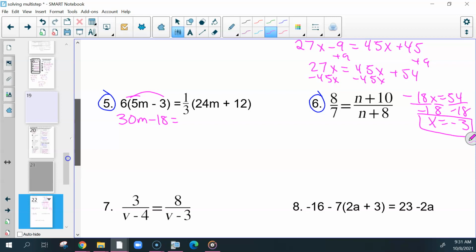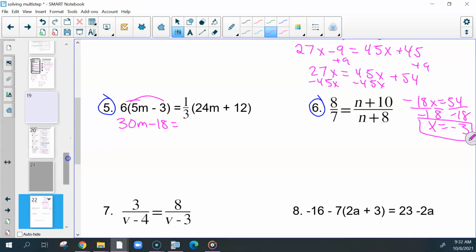Divide instead of multiplying. You could also multiply, but it'd be easier to think about this as 24 divided by 3, 12 divided by 3. Because most of the time, not all the time, but most of the time when you multiply these by fractions, they simplify to whole numbers. Not always the case. There'll be some examples where you end up with fractions in your problem.